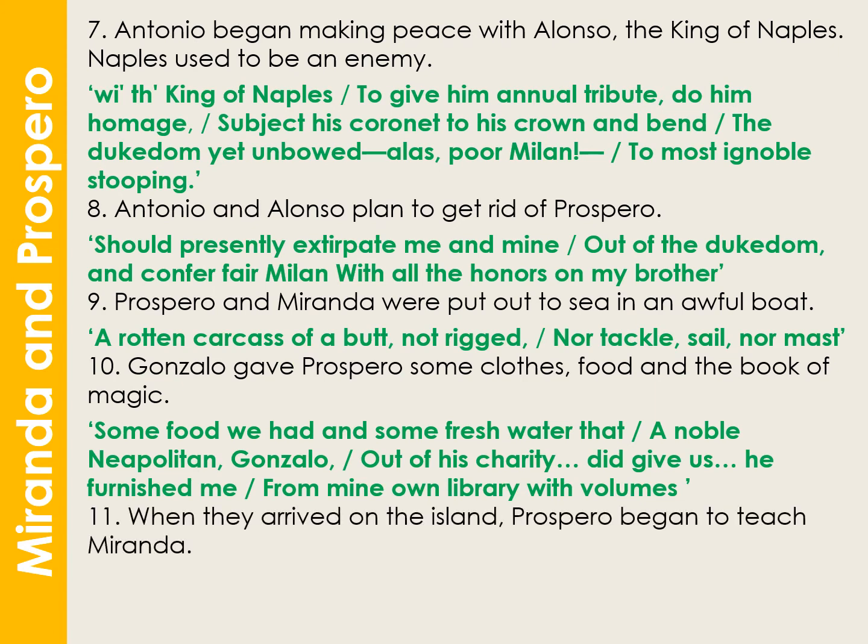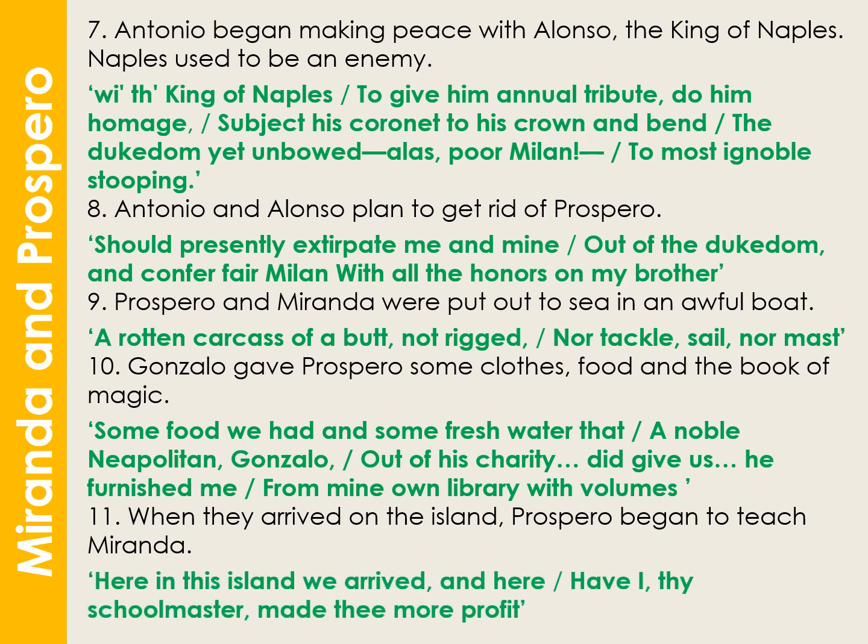11. When they arrived on the island, Prospero began to teach Miranda. So here in this island we arrived, and here have I, thy schoolmaster, made thee more profit. So Prospero there has become a schoolmaster rather than just a dad, just a father, and is teaching his daughter.